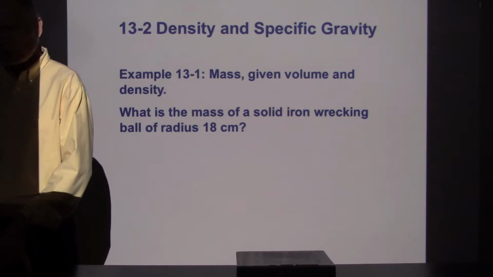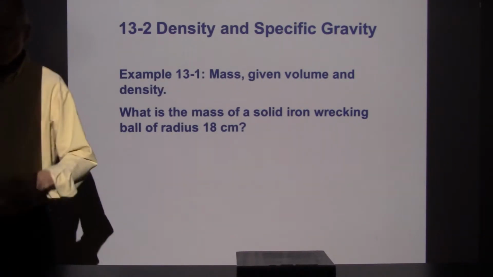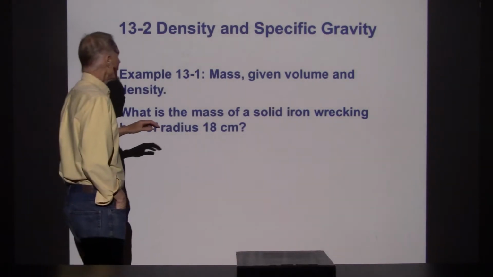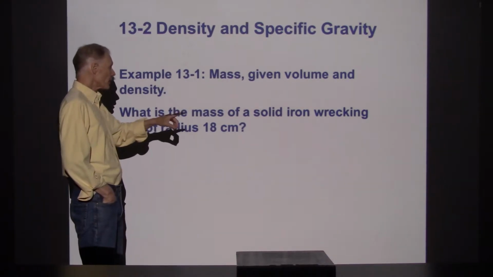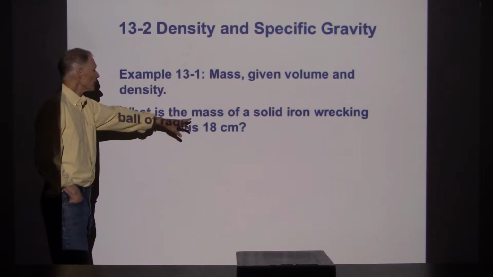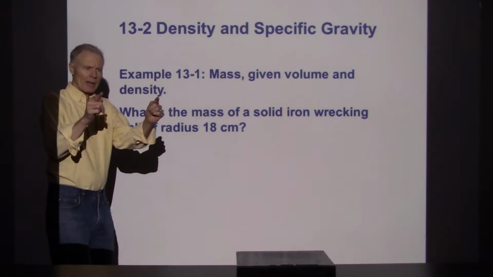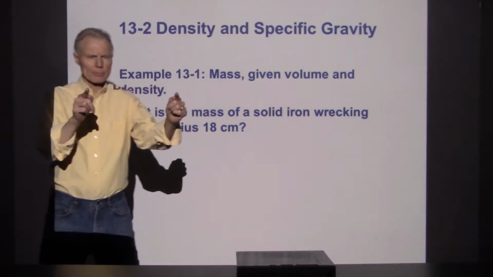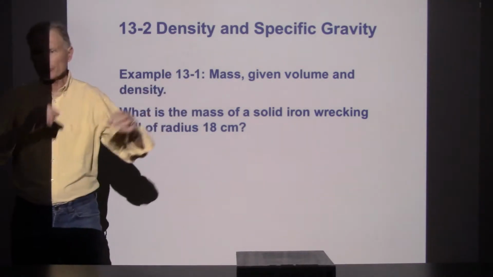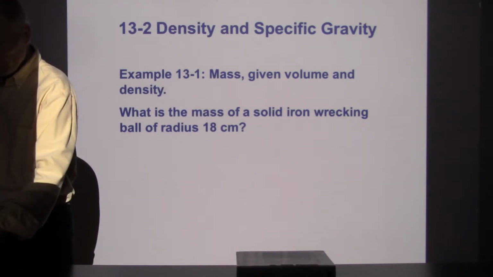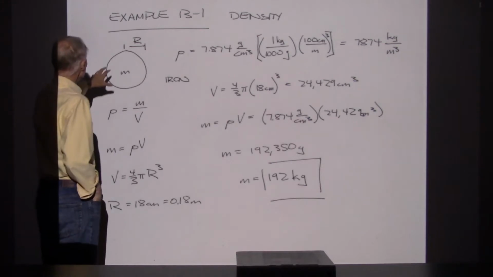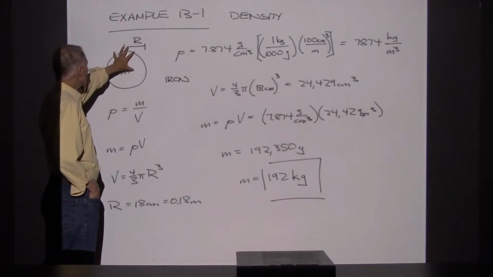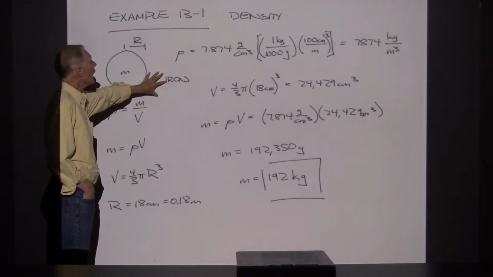All right, let's try an example here with density. What would be the mass of a block of iron? It's a sphere, I guess. It has a radius of 18 centimeters. So, diameter of 36. It's like this big. It's iron, and it's solid through and through. So here's a picture of that. Here is my block of iron. There is the radius. Here is the word iron.